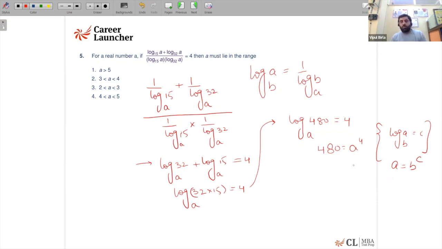So if I take a equal to 3, 3 to the power 4, I know, is going to be 81. So a has to be greater than 3. If I take a equal to 4, so 4 to the power 4 is nothing but 4 square is 16, 16 square is 256. So again, a has to be greater than 4. This is what I got to know.